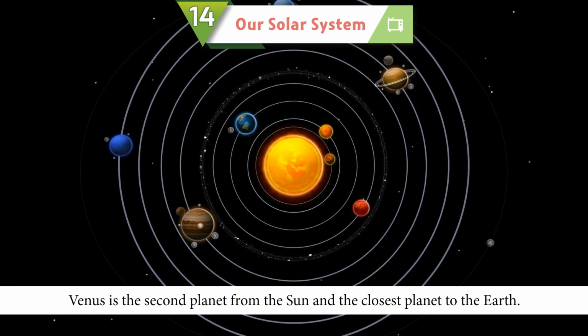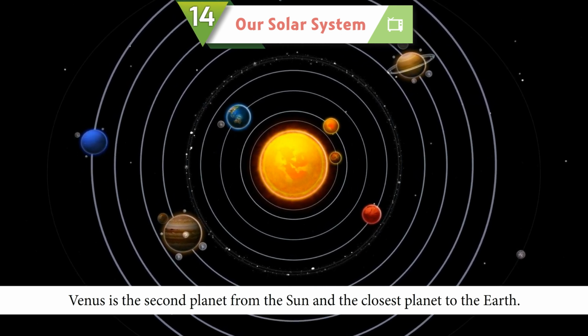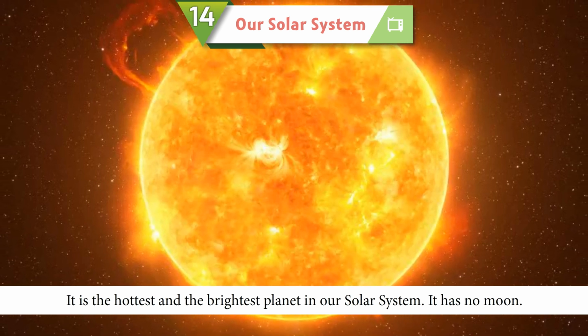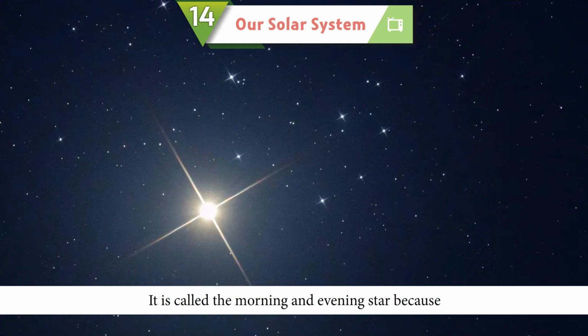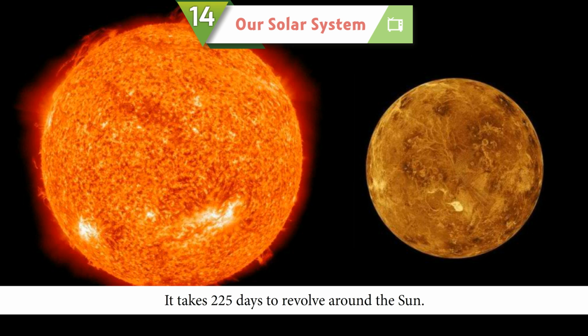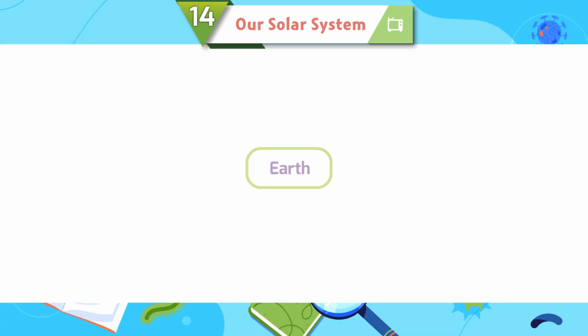Venus. Venus is the second planet from the Sun and the closest planet to the Earth. It is the hottest and brightest planet in our solar system. It has no moon. It is called the morning and evening star because it can be seen in the morning and evening. It takes 225 days to revolve around the Sun.